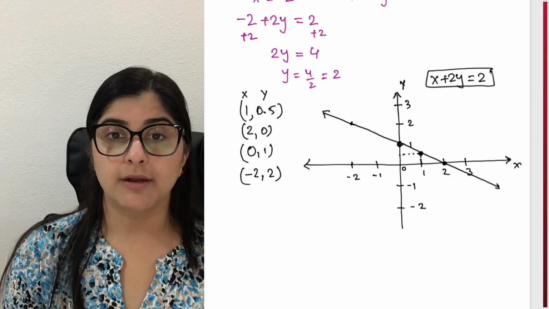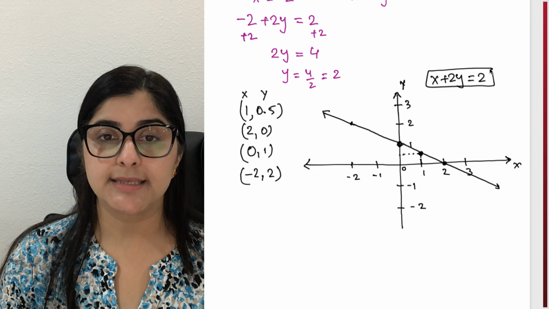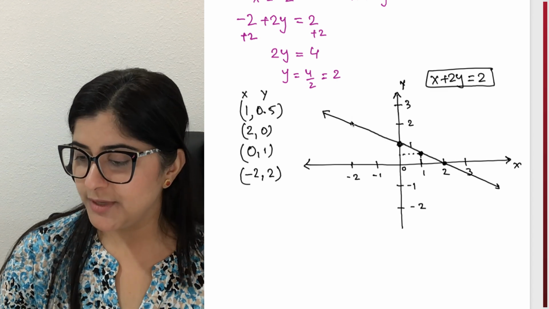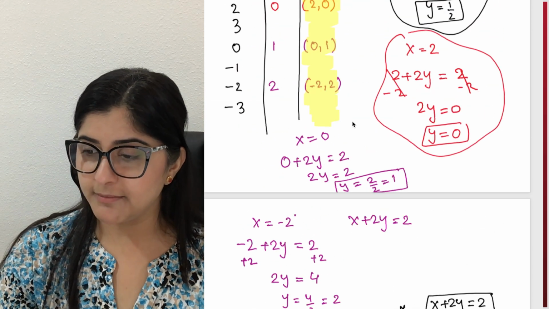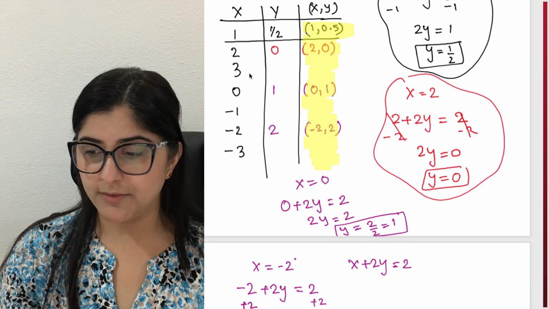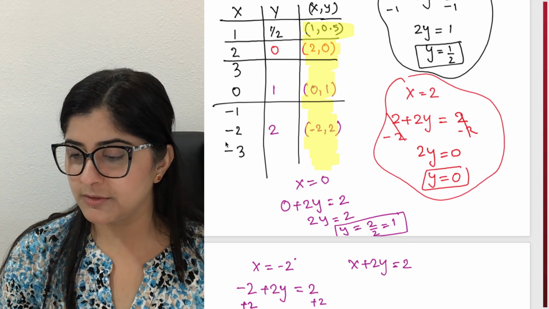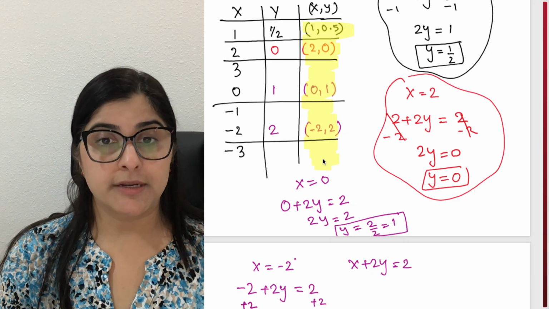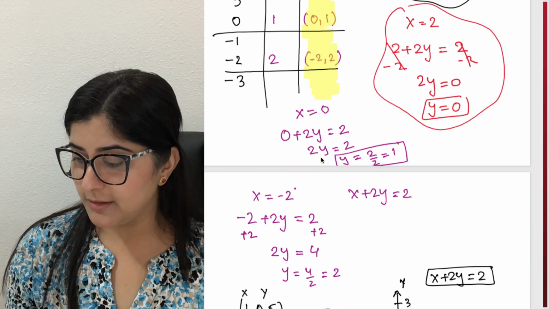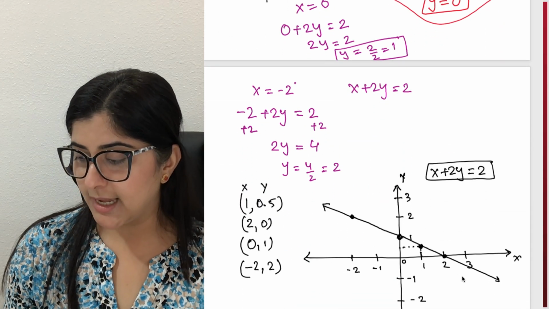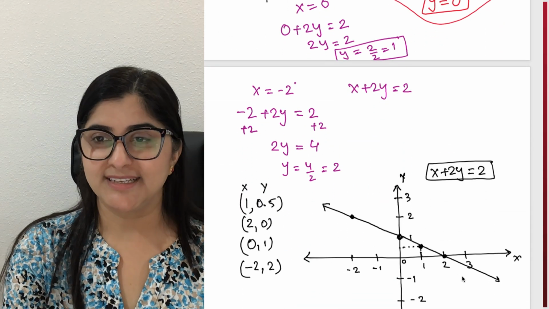This is called plotting lines, graphing lines by plotting points. So we have to give some random x values, find the corresponding y values, then plot all those ordered pairs on a rectangular plane and join all the dots with a straight line and extend the line on both sides.